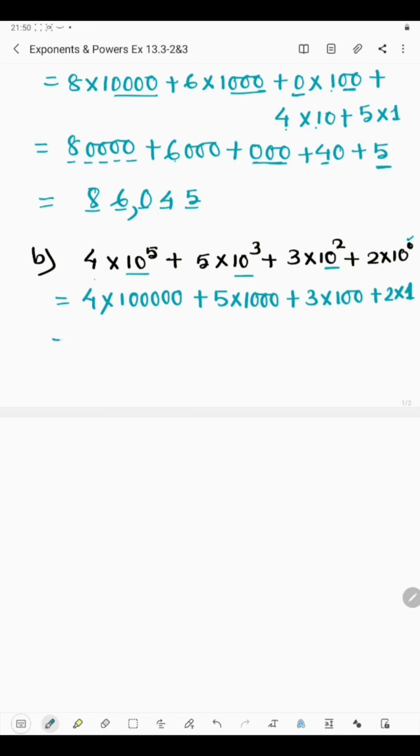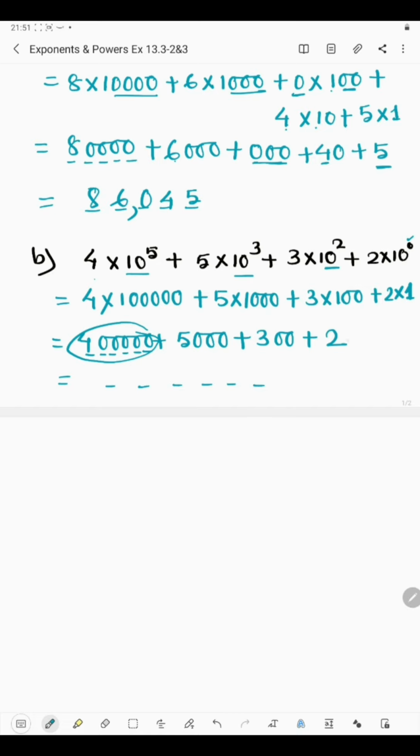Okay, now here we will multiply it. 4 multiplied by 1 is 4, and then we have 5 zeros, plus 5 multiplied by 1 is 5, and then we have 3 zeros, plus 3 multiplied by 1 is 3, then we have 2 zeros, and 2 ones are 2. Among these, the largest number has 6 digits. That means we will have 6 digits in the required number.